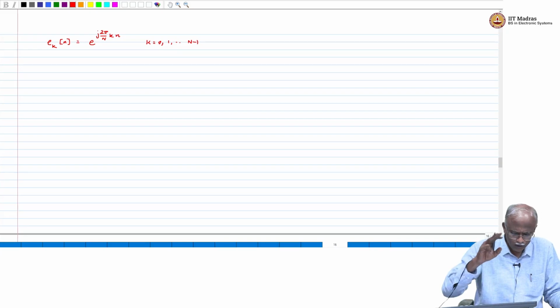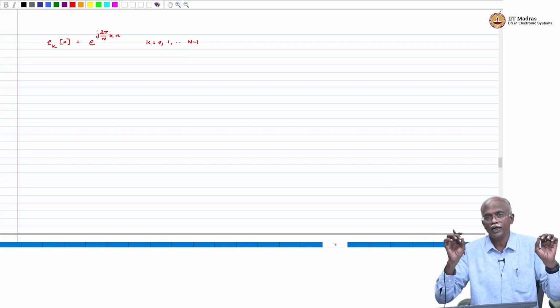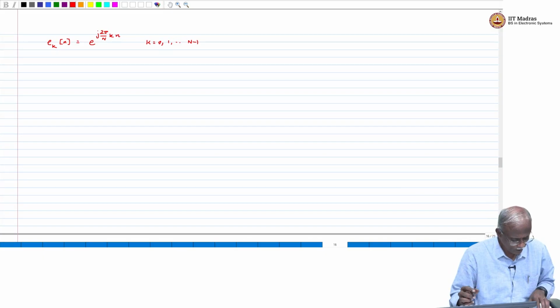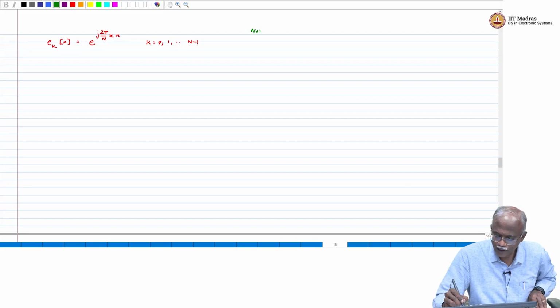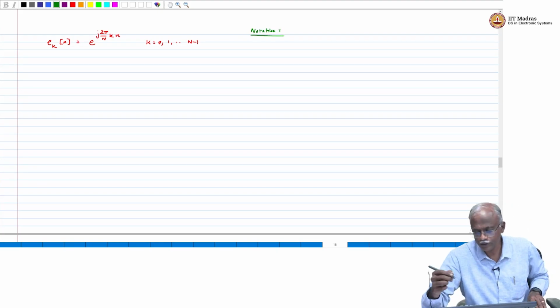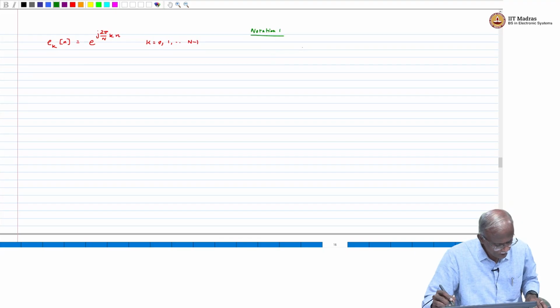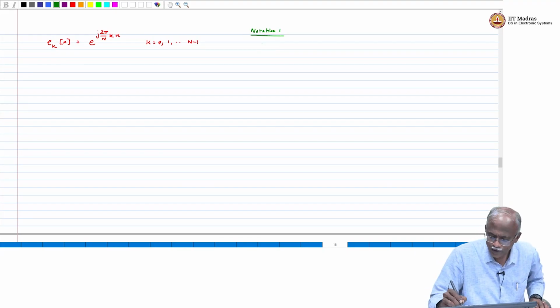Now there are two types of notations that you will come across. The first notation, I'm going to give you that, it will be helpful for you whenever you read the book. The first notation is uppercase W subscript N.